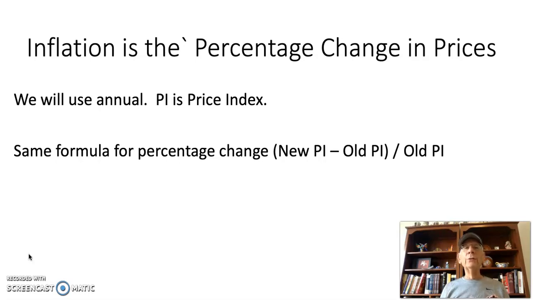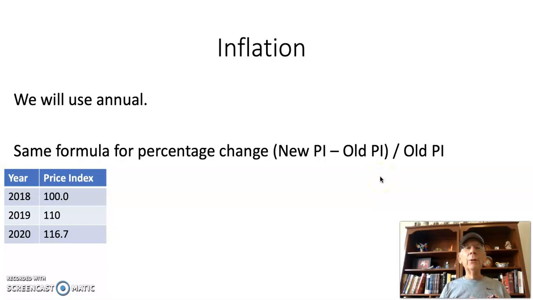So once again, we use the same formula for percentage change. We've been using it all along. It's the new price index minus the old, new minus old, divided by old. In an earlier video, I think it was video 1 for this chapter, we calculated the price index for 3 different years. We were using a group of goods students might decide to consume. And what we said was 2018 was at 100, 2019 110, 2020 116.7. I hope you recall: what does it mean when the price index is 100? The answer is that's the base year.